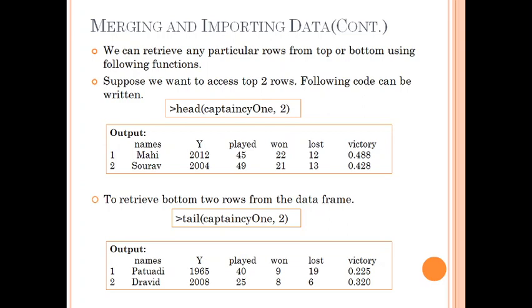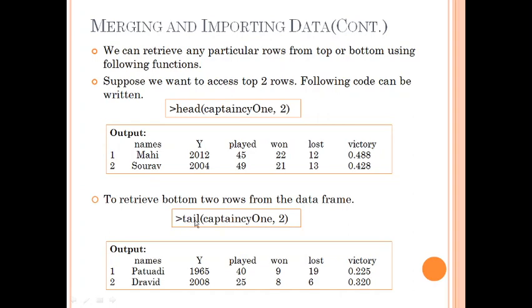Two more functions that can be applied over a data frame: head function and tail function. Now, if we want to extract a particular number of rows from the top of a data frame, we can use the head function. The syntax is like that: the function name head, and as our argument to it, we can provide the name of the data frame which we want to use and the number of rows which we want to extract. So here from captaincy 1, the first two rows have been extracted.